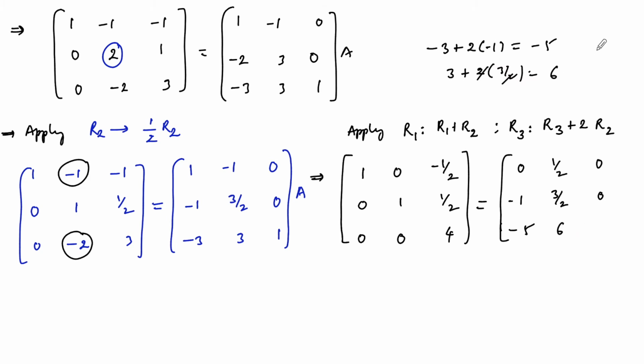Next R3, 1 plus 2 times of 0, it's a 1 into A. So we have done with second step. So we got 0 1 0, and coming to the third step, so we have to make this third row third column element to be 1, and using this one we have to make the remaining zeros.